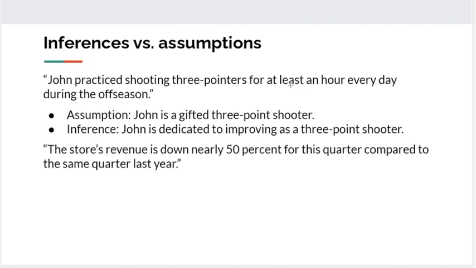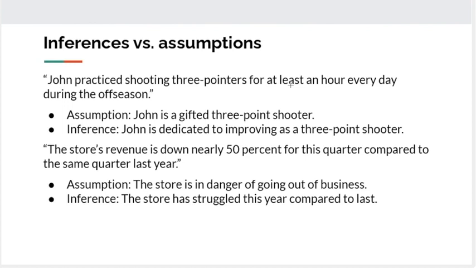Another example: the store's revenue is down nearly 50% for this quarter compared to the same quarter last year. Okay, it would be an assumption that the store is in danger of going out of business because we don't know how much money they have in the bank, but it would be an inference that the store has struggled this year compared to last, at least this time of this year compared to last. So again, we want to make inferences, not assumptions. Often, incorrect answers will be based on assumptions, things that could be true but don't have evidence to support them, or to contradict them for that matter, but what we're interested in is the support.